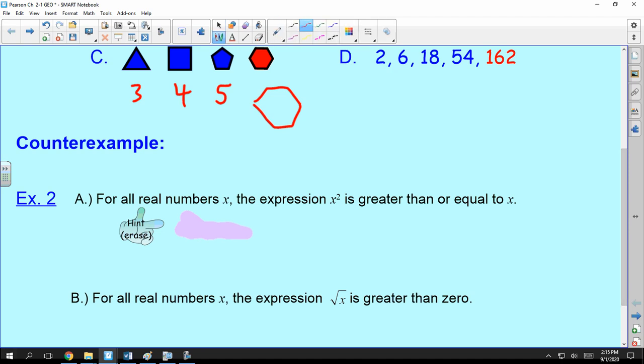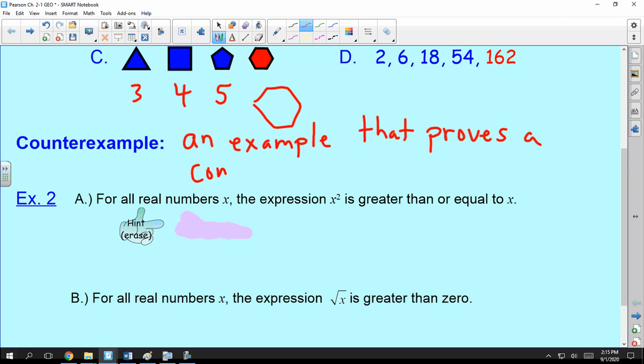Unfortunately, I'm going to use the word in it, but it's an example. So really, we're just defining counterexample here, but an example that proves a conjecture false. And so a conjecture is just a hypothesis. It's a statement that you make that you think maybe is always true. But if you come up with a counterexample, and it only takes one, then that conjecture cannot be proven to be always true.